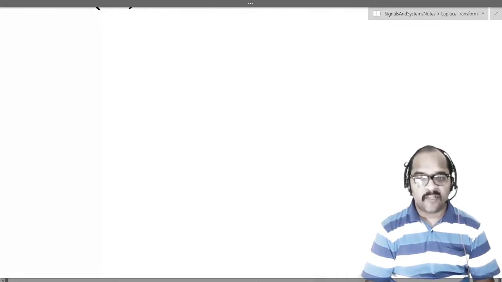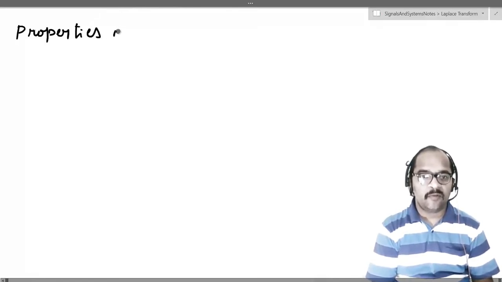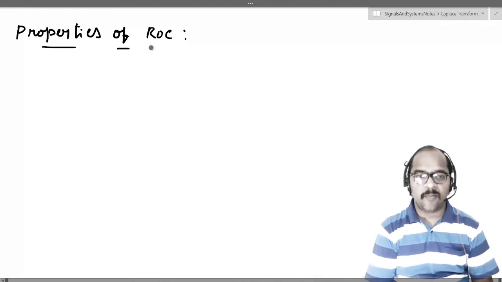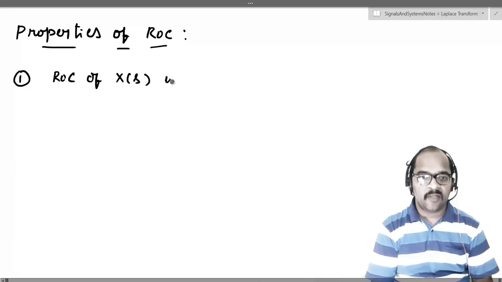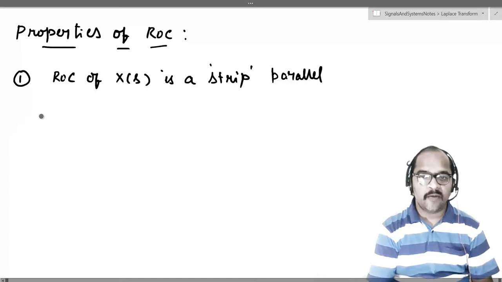So with that motivation, let's first talk about what are called the properties of region of convergence. There are 12 properties, and we will see them one by one. First, what is the first property? ROC of X(s) is a strip parallel to the j omega axis.